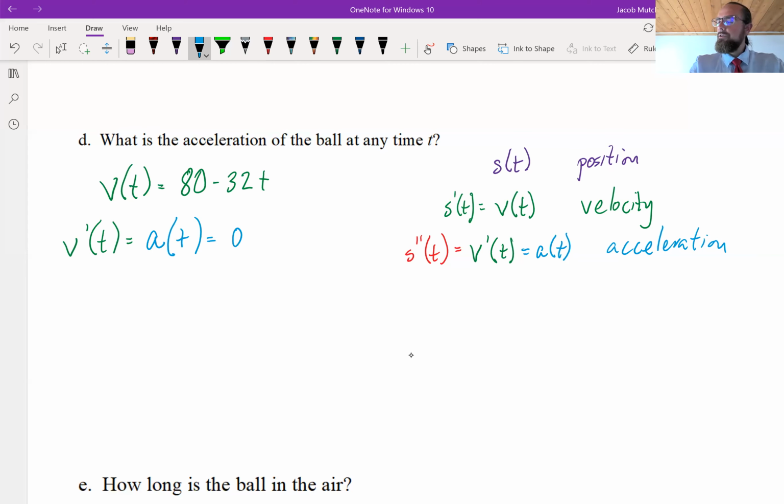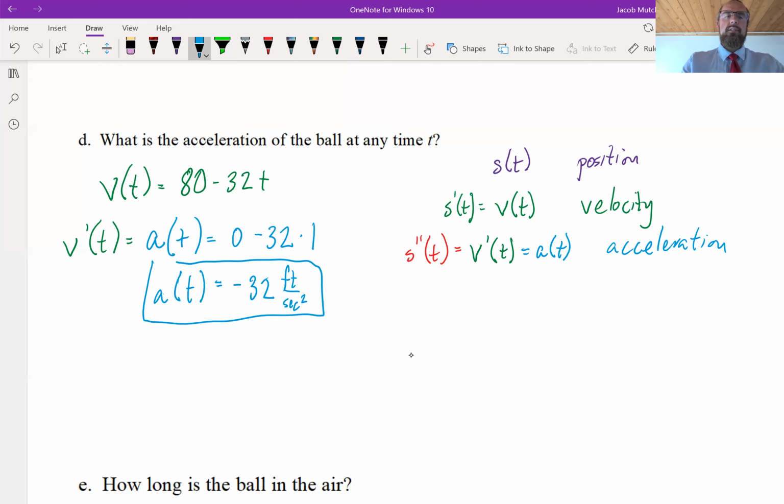Derivative of negative 32t: negative 32 stays put as a coefficient, and then the derivative of the linear t is 1. So that's very simple. The acceleration function is going to be simply negative 32. And from a physics standpoint, that makes sense. That is the acceleration due to gravity. So we could even put our units, feet per second squared. And that is the acceleration of the ball at any time t, again, because of the physical constraint of gravity.